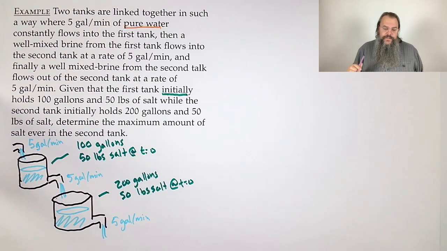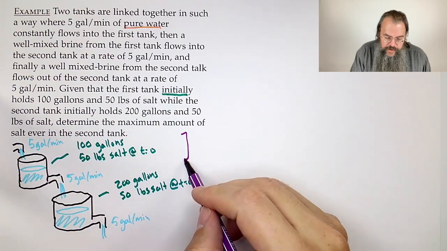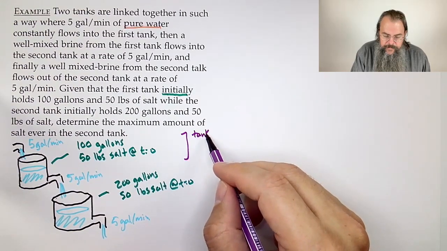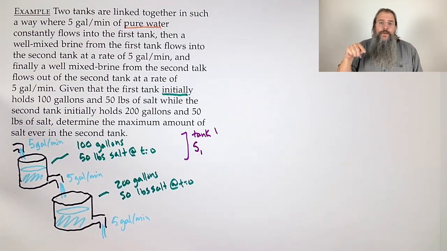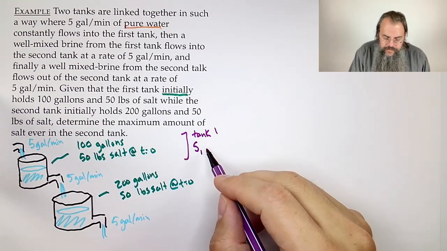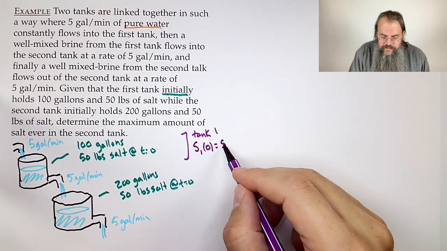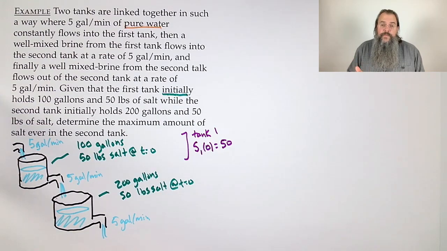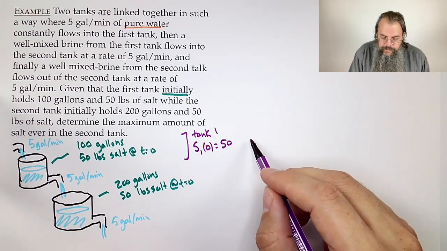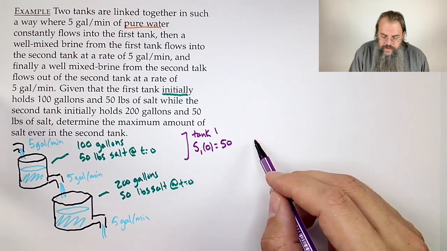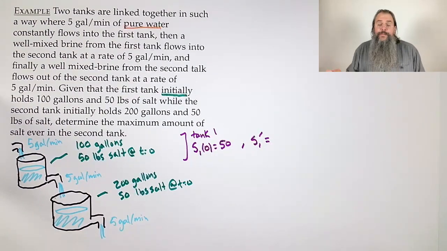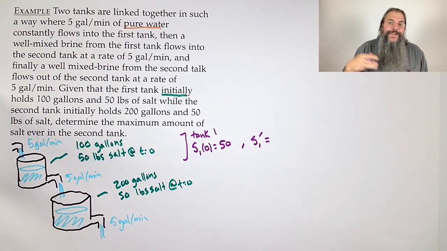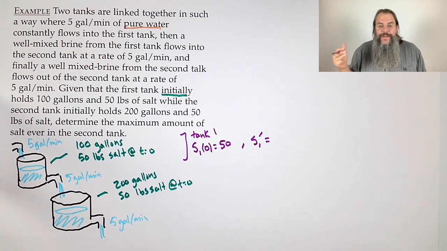Okay? Let's see if we can answer that question. So we'll call that tank 1. And we'll say, look, initially S sub 1, so I'm using the subscript to say tank 1, S sub 1 of 0 is equal to 50, because that's how much salt there is initially. What can we say about S1 prime? Well, S1 prime, how much is coming in? Nothing. It's pure water. There's no salt coming in.